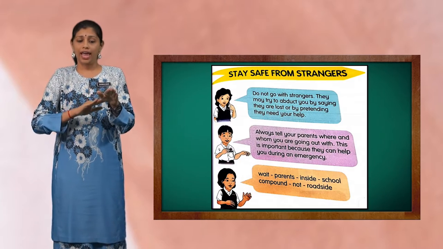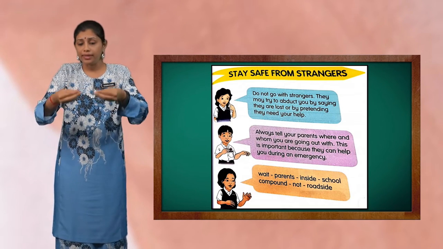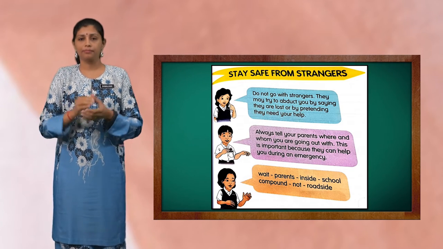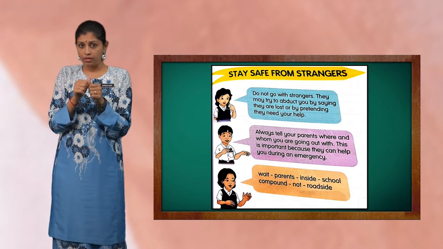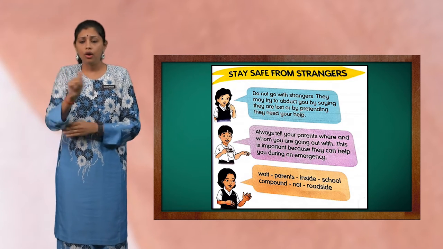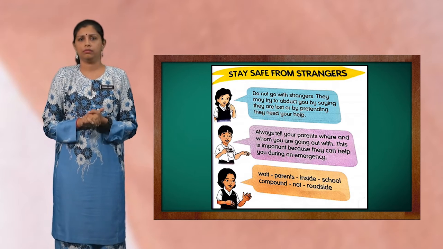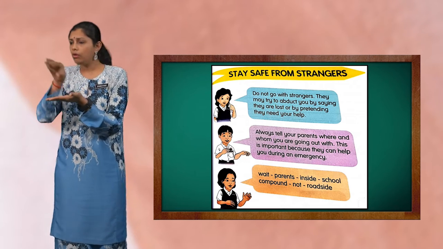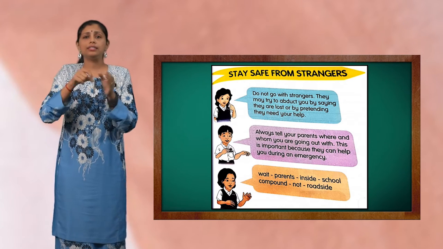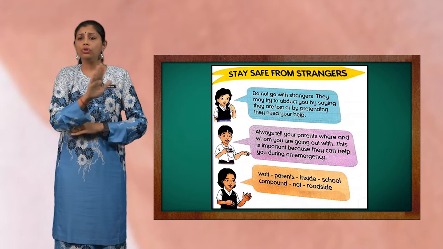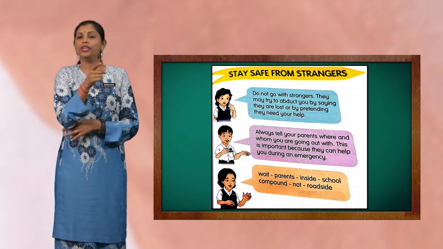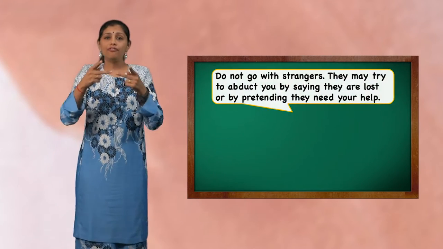Let's look at the points given. There are 3 points given. Pupils, remember, try not to rewrite the whole thing again. It means copy. No. Why? Because this can reduce your marks. How to gain marks then? You should rephrase them.